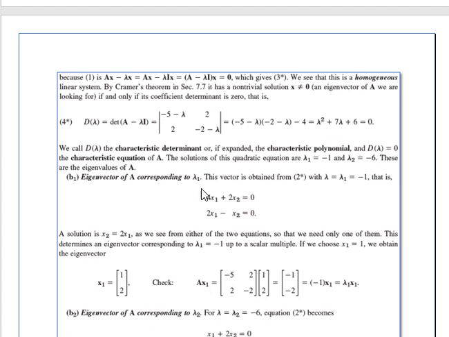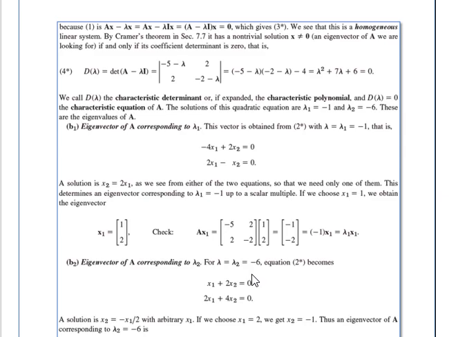Eigenvectors of A corresponding to lambda 1. Since we already have the eigenvalues, these two values here are called eigenvalues. Since we already have the eigenvalues, we now have to find the value of the eigenvectors. To find the eigenvectors, we just have to substitute these values of lambda into our equations, and in that case, we can now find the value of x1 and x2.